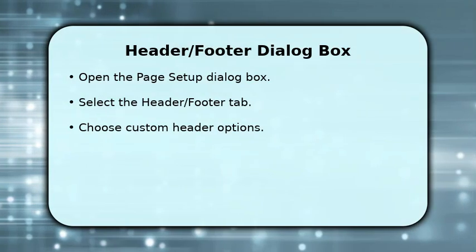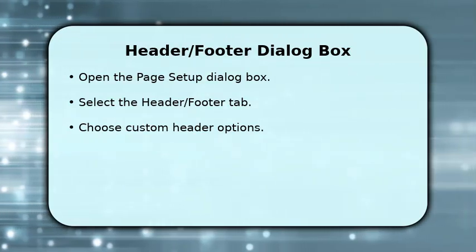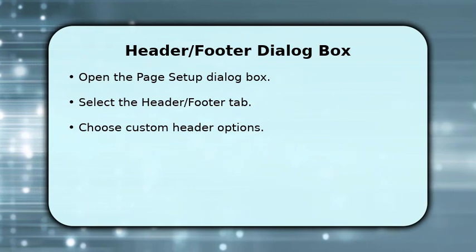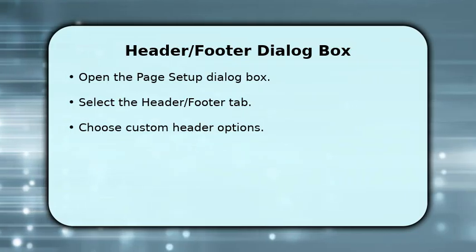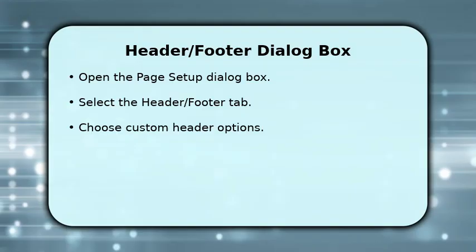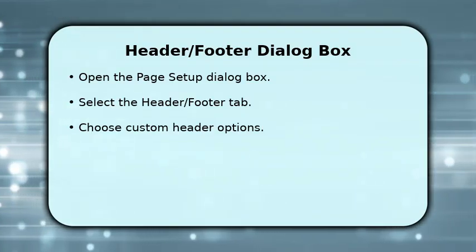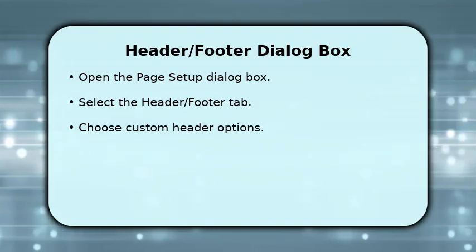Once the Page Setup dialog box is open, click on the Header/Footer tab. Here, you'll see options for both headers and footers. To customize your header, click the Custom Header button. This opens a new window where you can define content for the left, center, and right sections of your header. It's very intuitive to use.